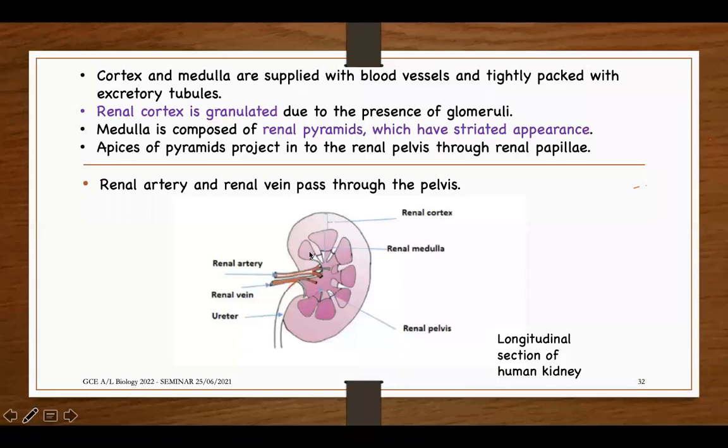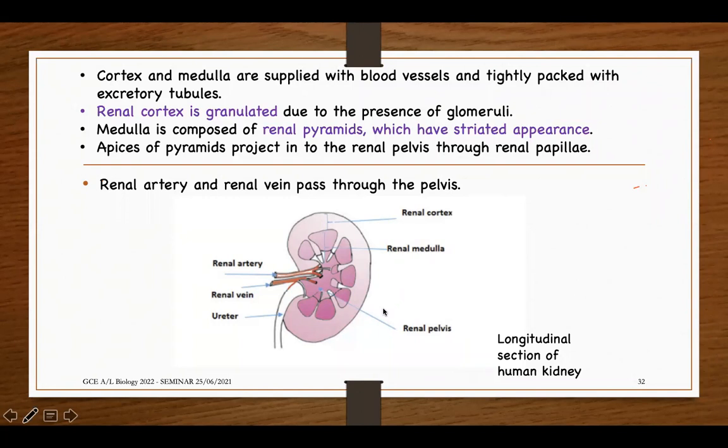The apices of the pyramids project into the renal pelvis through renal papillae. The renal pelvis is found in the middle here, and that is where the ureter starts out of each kidney. This is the longitudinal section.